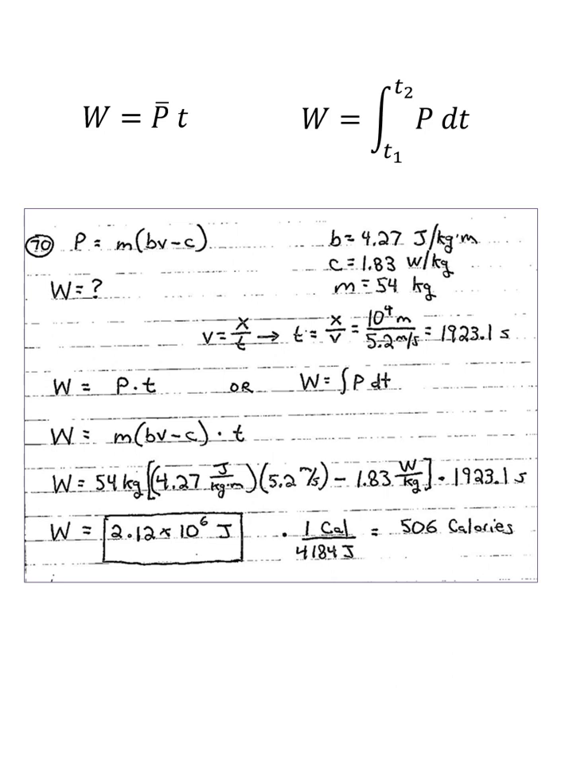So with that in mind, let's look at this example, a problem in the back of the book. It says, by measuring oxygen uptake, sports physiologists have found that long-distance runners' power output is given approximately by P equals m times (Bv minus C). m and v are the runner's mass and speed. B and C are given in the problem. Determine the work done by a 54-kilogram runner who runs a 10-kilometer race at 5.2 meters per second.